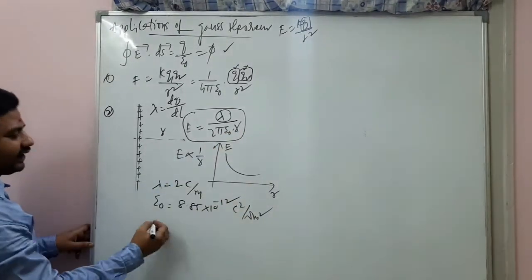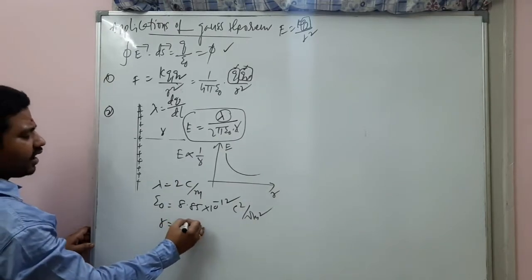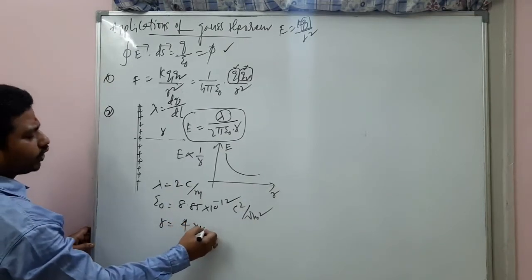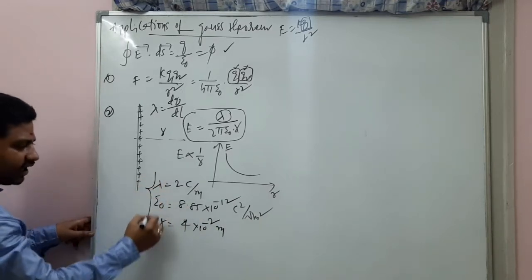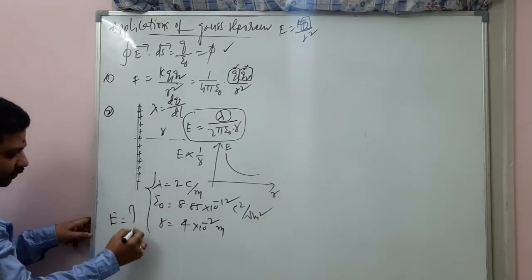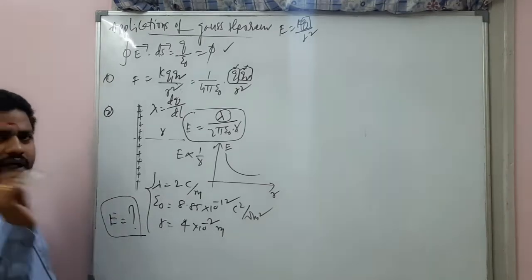And this R, for example, is given as 4 centimeter, so that is 4 into 10 raised to minus 2 meter. In this case, you can easily find out this E value and send it to me in WhatsApp.